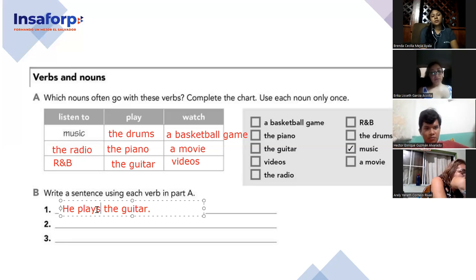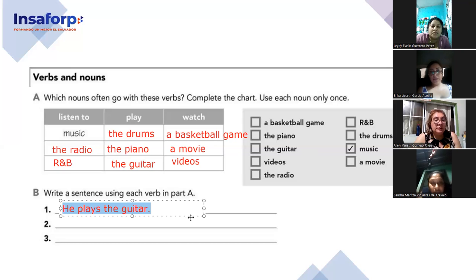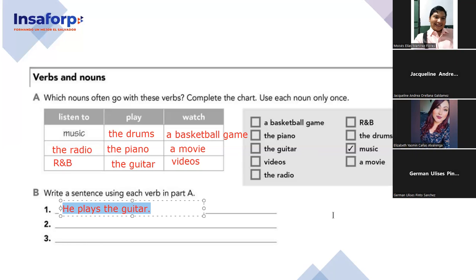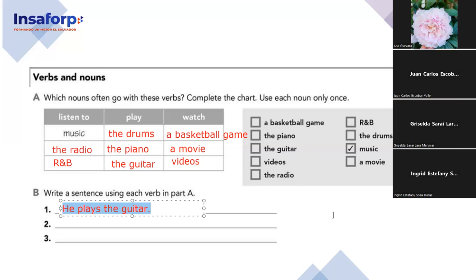Okay, remember, simple present. Vamos a utilizar the guitar. So this is a leisure activity. Mire, leisure activity. Brenda, ¿qué dijimos que era leisure activities? Como ocio, el ocio. Exactly. El ocio. Activities that we do in our free time, activities that we do for fun, let's say, right? Very good. Arely, I'm sorry, I didn't hear you. You were saying something, but I didn't hear you. I apologize.